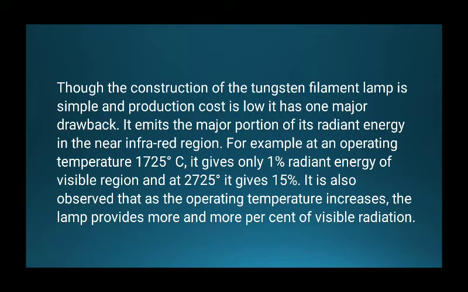Though the construction of the tungsten filament lamp is simple and production cost is low, it has one major drawback. It emits the major portion of radiant energy in the near infrared region. For example, at an operating temperature of 1725 degrees C, it gives only 1% radiant energy in the visible region, and at 2725 degrees C, it gives 15%. It is also observed that as the operating temperature increases, the lamp provides more and more percent of visible radiation.